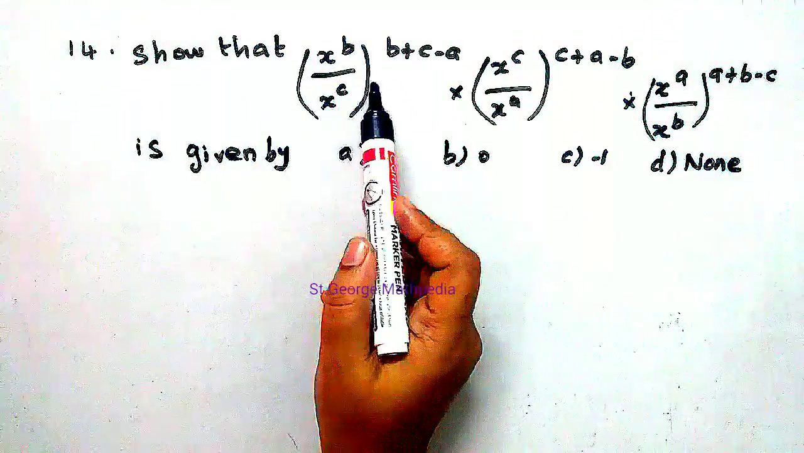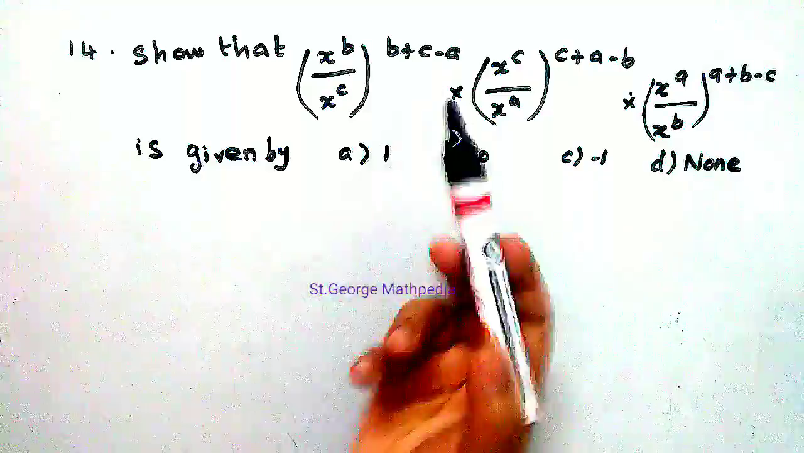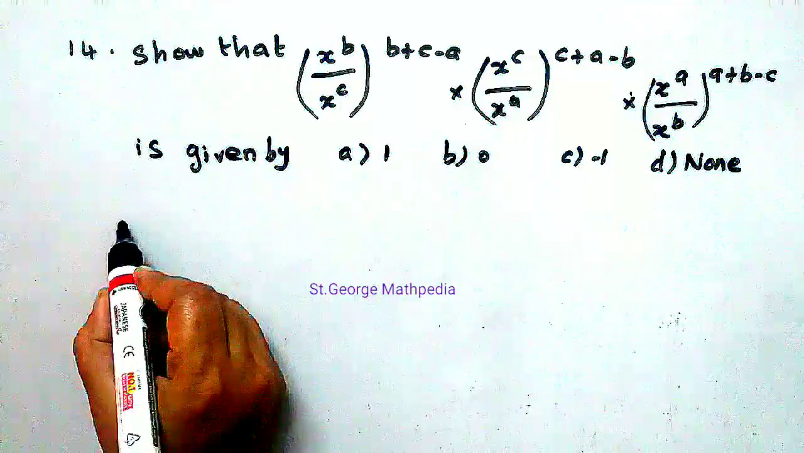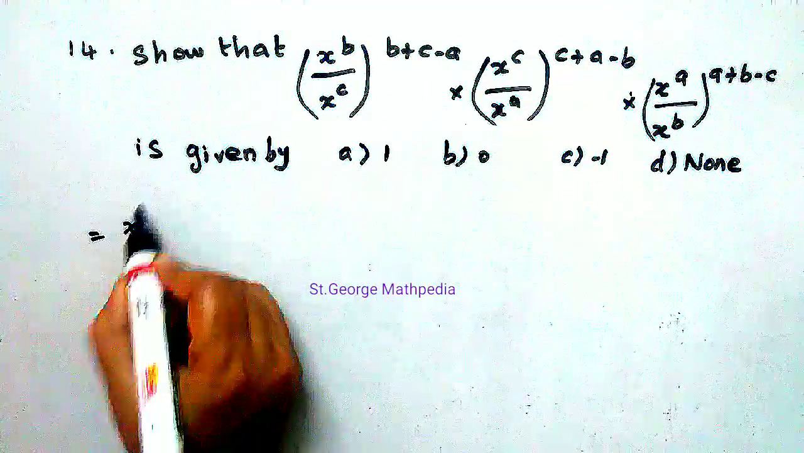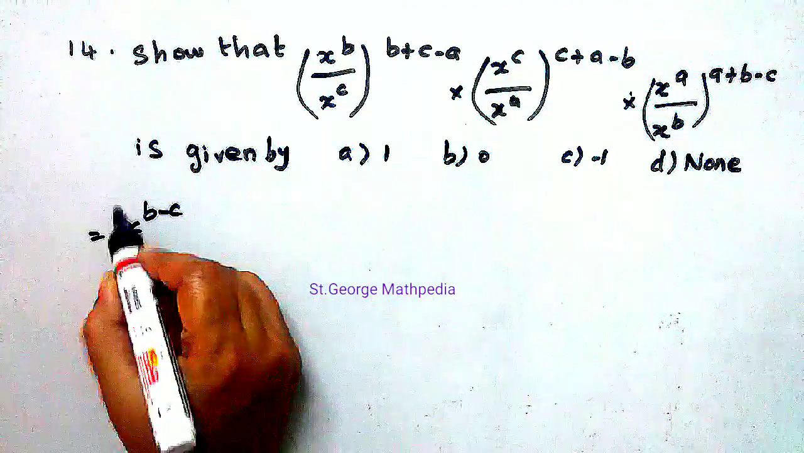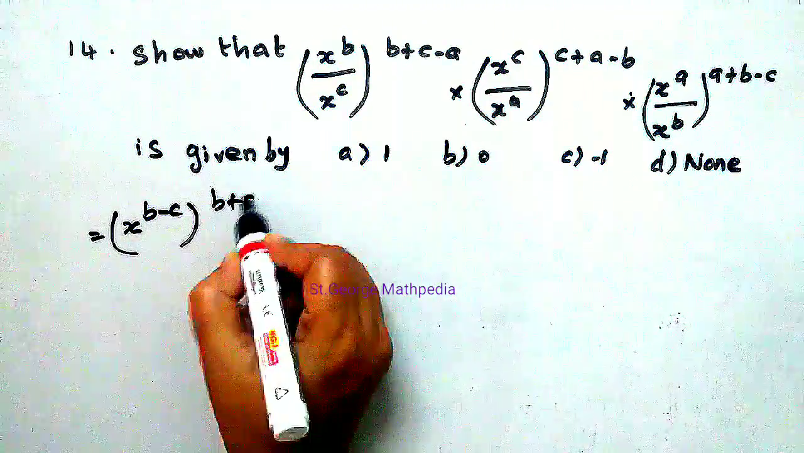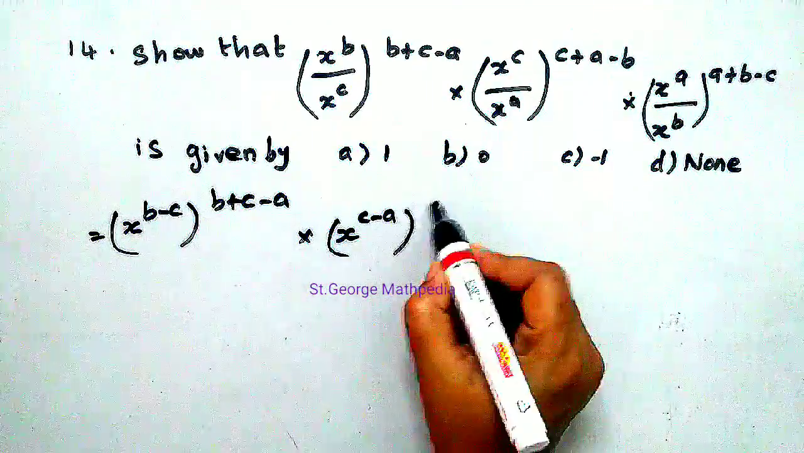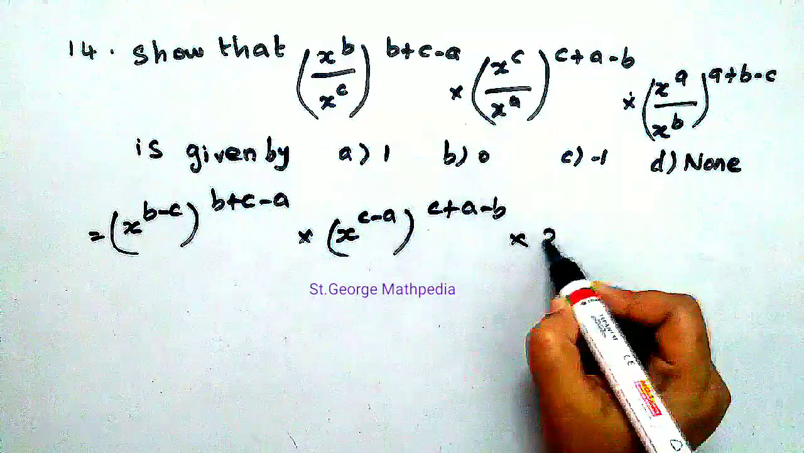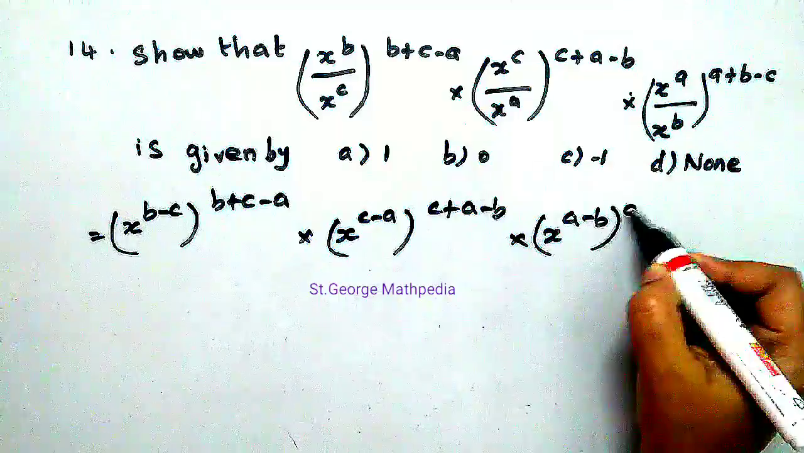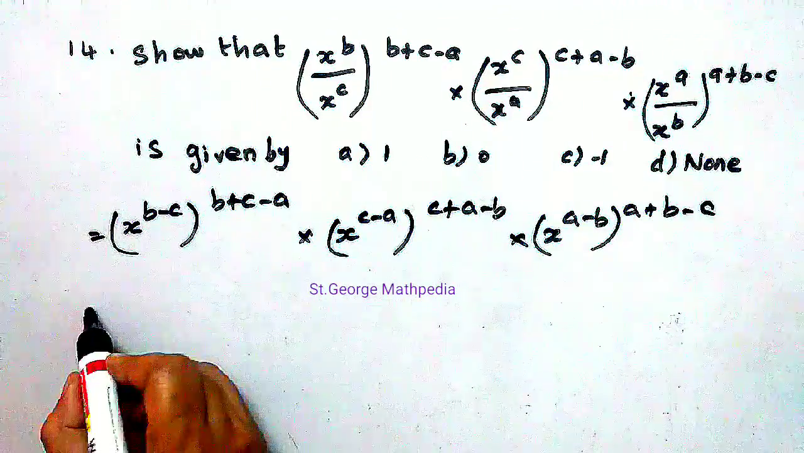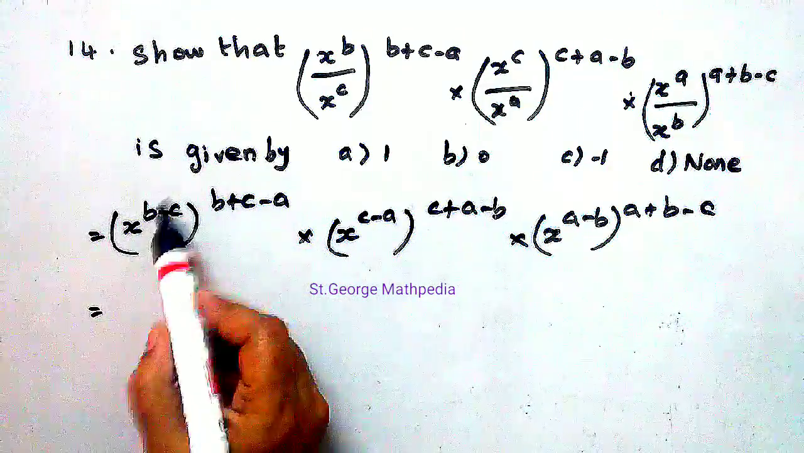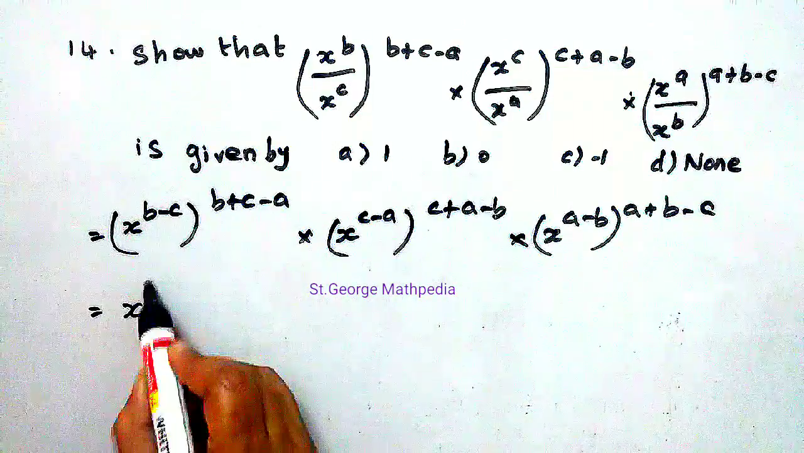14th problem. Show that (x power b by x power c) to the power (b plus c minus a) into (x power c by x power a) to the power (c plus a minus b) into (x power a by x power b) to the power (a plus b minus c) equals 1. Since you are having x power b by x power c, you can subtract the powers, right? b minus c, whole to the power b plus c minus a, into x power c minus a whole power c plus a minus b, into x to the power of a minus b whole power a plus b minus c. So this is x power m whole power n type, so you can multiply the powers, right?